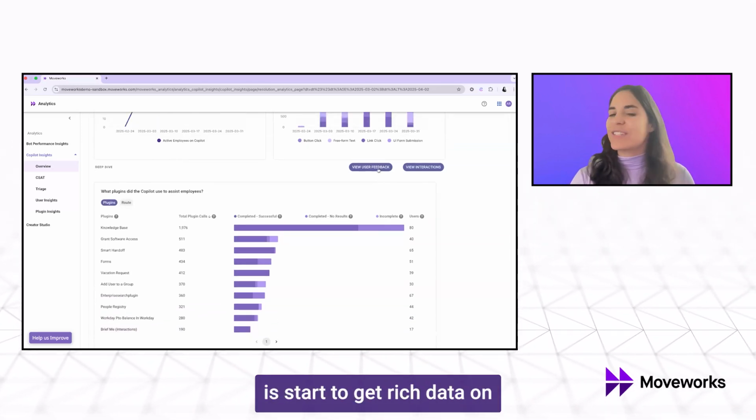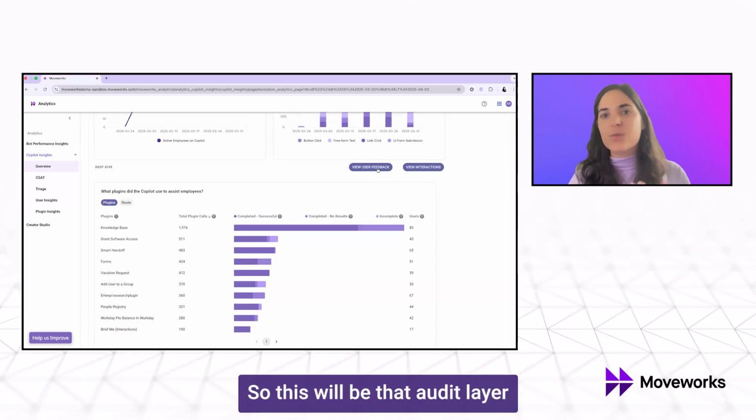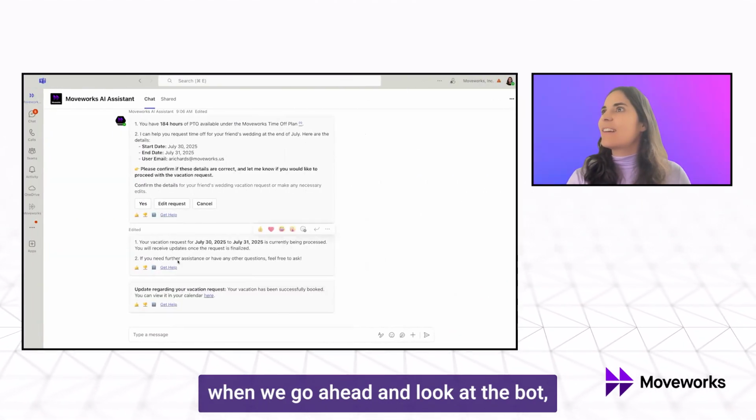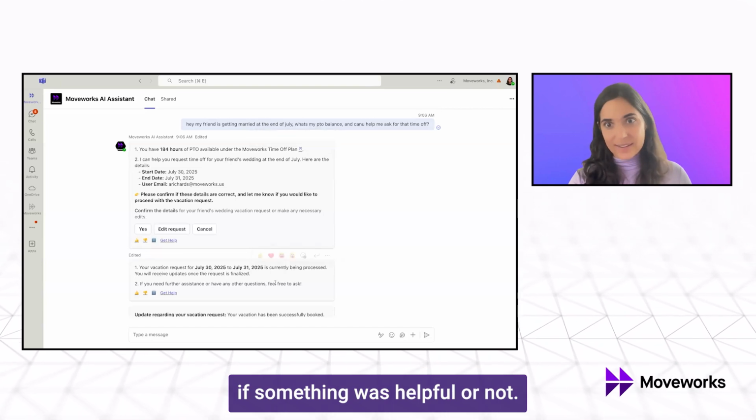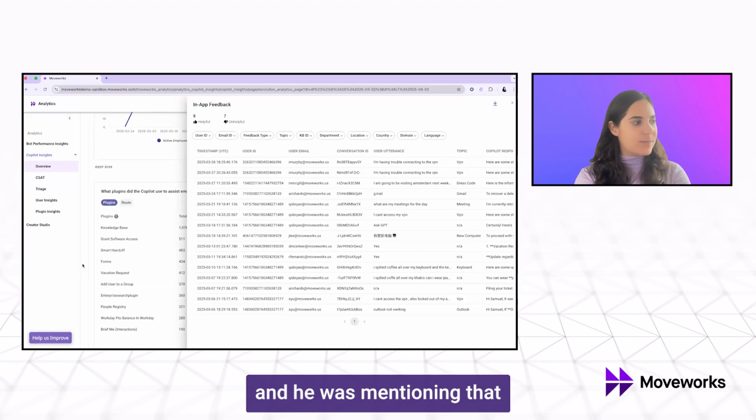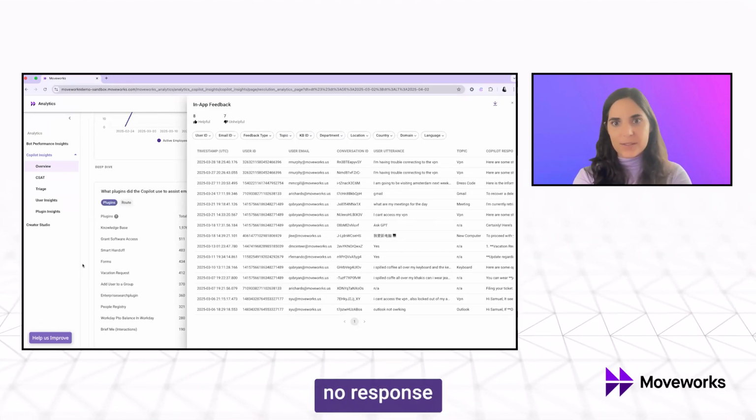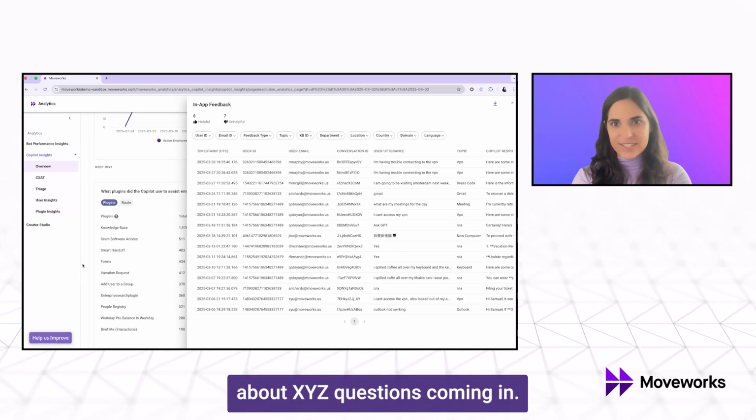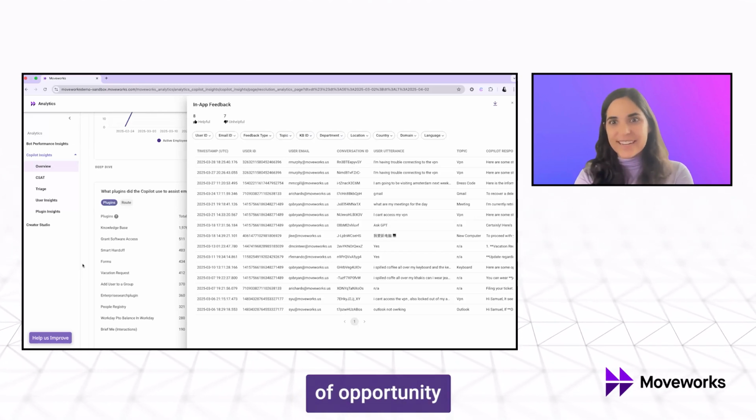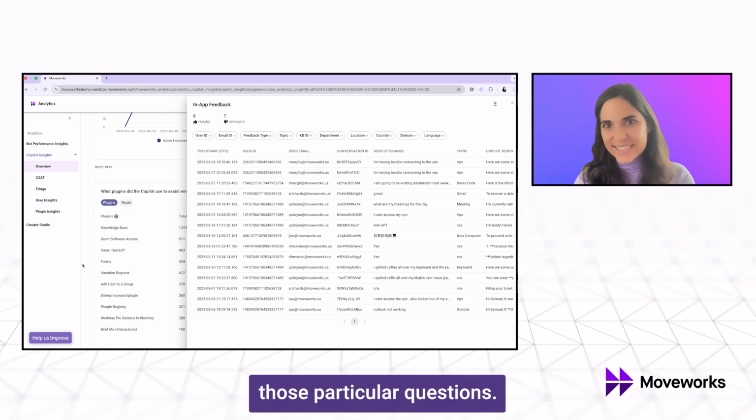Furthermore, what we can do is start to get rich data on user feedback and take a look at all of our different interactions. So this will be that audit layer. When we go ahead and look at the bot, I can always say if something was helpful or not. Now, I was actually at an event last night where we were talking to Steve Philpott, and he was mentioning that some people would come to him and say, hey, we're getting no response from our bot about XYZ questions coming in. And he said, okay, great. That means that we have an area of opportunity to go ahead and create a resource for the bot to pull from to answer those particular questions.